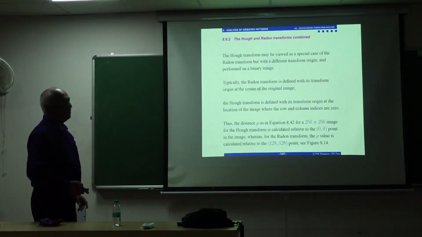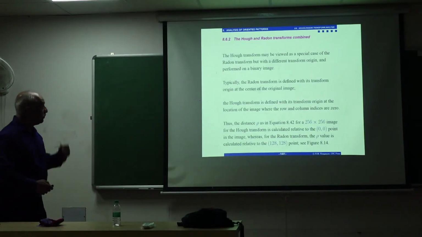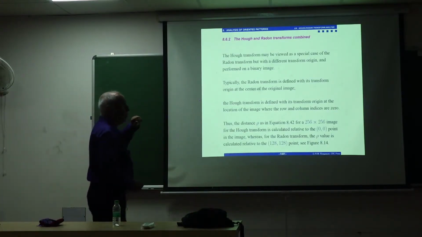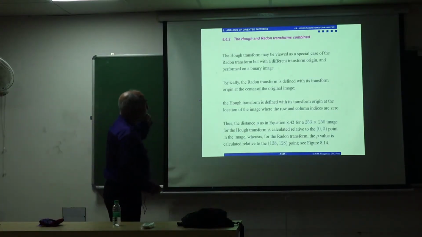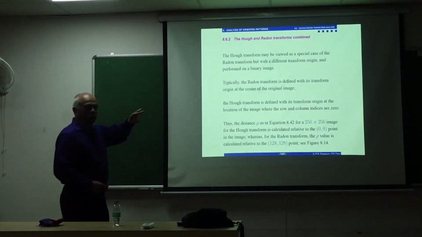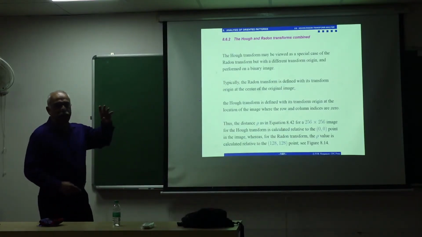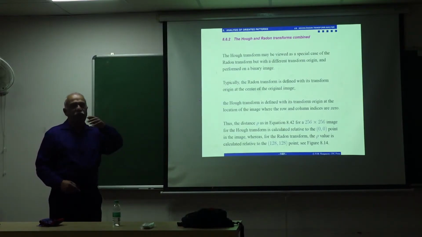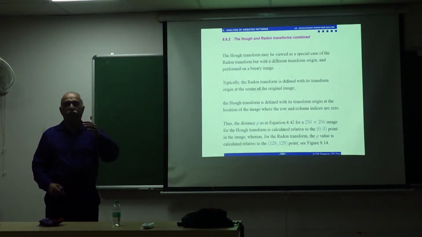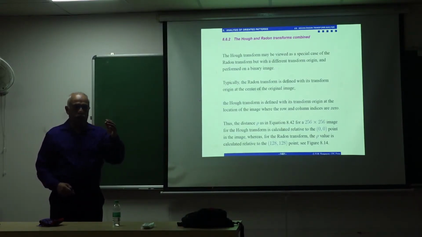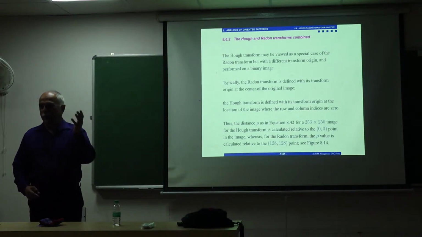So you combine the Hough and Radon transforms. The Hough transform may be viewed as a special case of the Radon transform, but the origin could be shifted. Now you could define the Hough transform with the origin in the center of the image also. You just shift your equations.